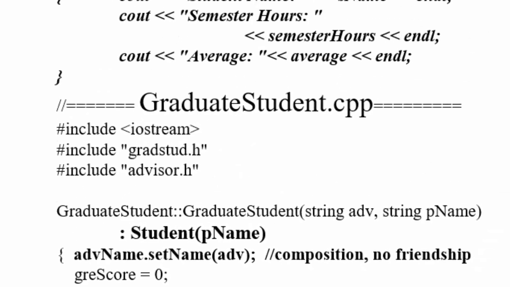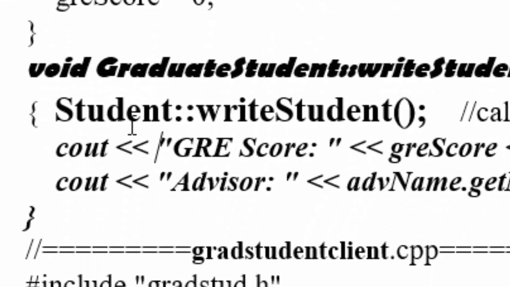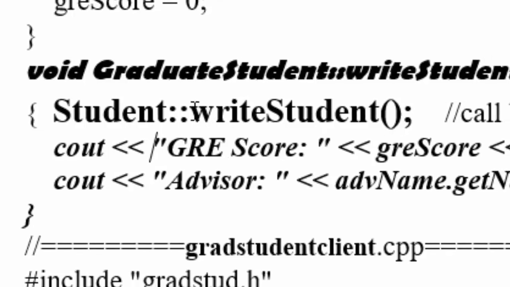So this is a call to this function because we have included the class name and the binary scope resolution operator to qualify it to say, call on the base class function and not call on myself.